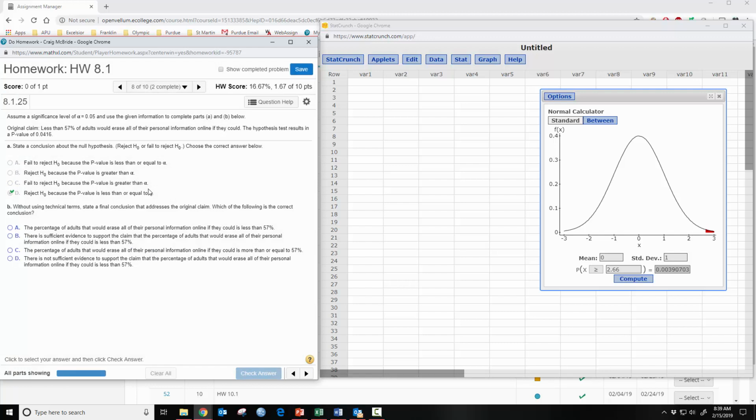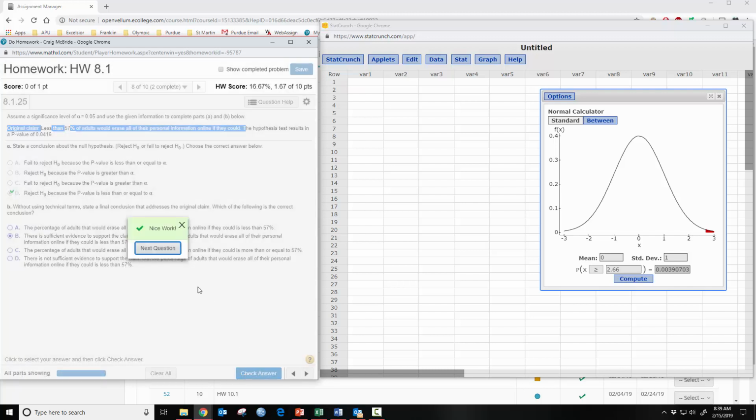Now, if we reject, that means the data is supporting the claim, and in this case, the claim is less than 50% would erase their personal information if they could, right? So that means the data supports that, right? So there is sufficient evidence to support the claim because the data supports it. If we failed to reject, then the answer would have been there is not sufficient evidence.